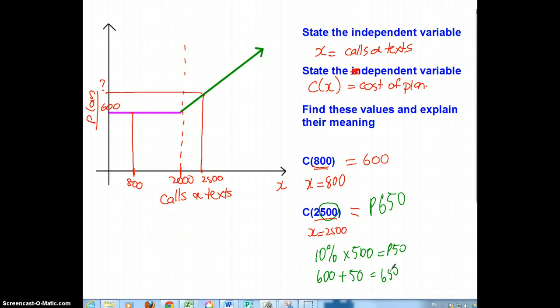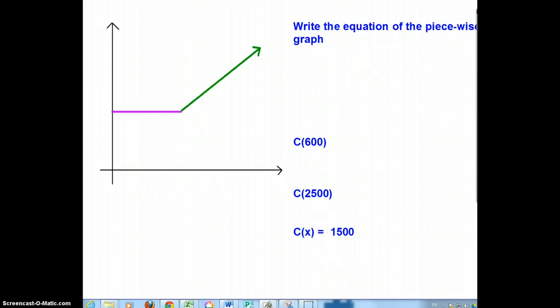Okay, so let's just put that. That actually indicates a point on my graph here, my piecewise graph. 2,500 and 650. Definitely, so this value over here, 650 now. Okay, let's have a look at the next one. Now we're going to bring some algebra into it again. It says write an equation of the piecewise graph.